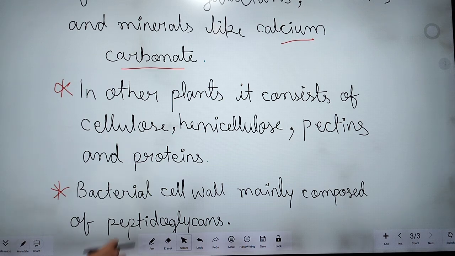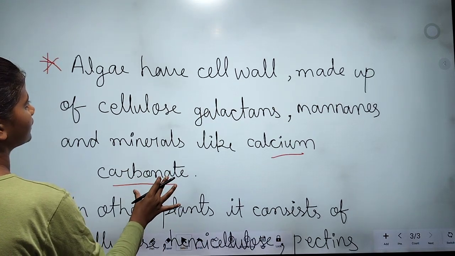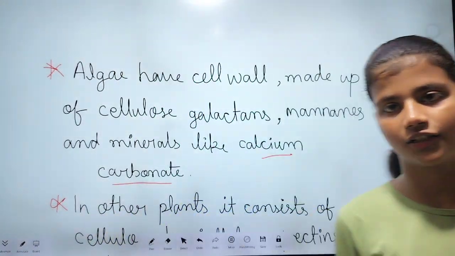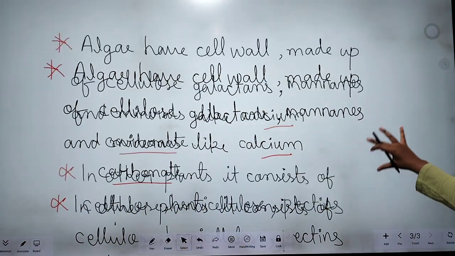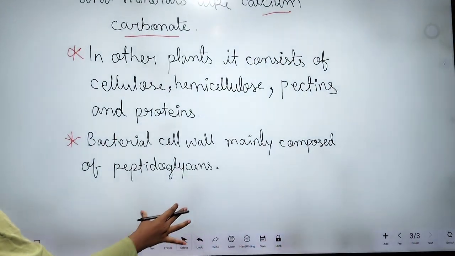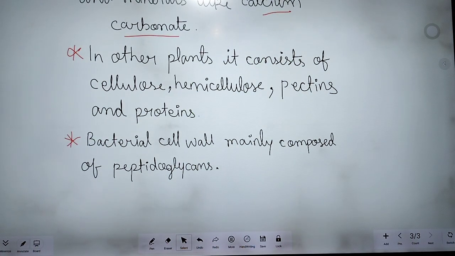Okay, and in algae the cell wall is composed of cellulose, gelatin, and minerals like calcium carbonate. Okay. So now let's see. I hope you understand these three points. Okay. Now let's move further.